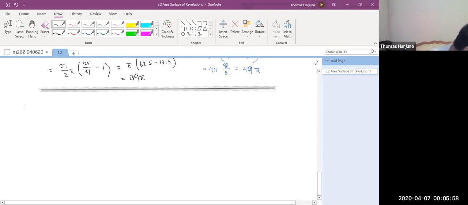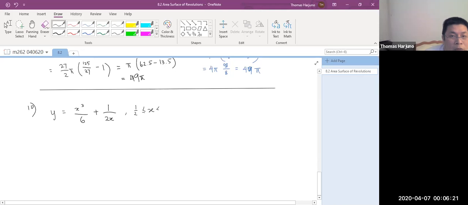Let's see another one. Let's see number 10. Let me ask you to do that one. Number 10: y equals x cubed over 6 plus 1 over 2x. Again, we will revolve that with respect to the x-axis, while the x value is from 1/2 to 1. Let me ask you to set up the integral. I will help you with the derivative.